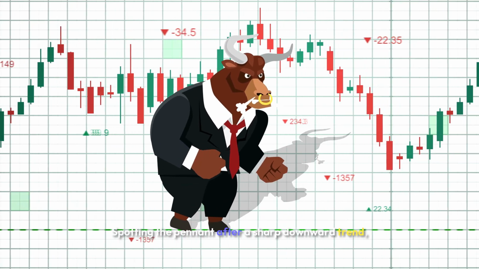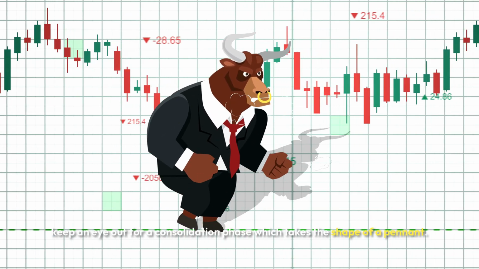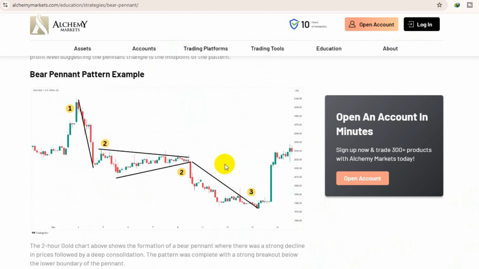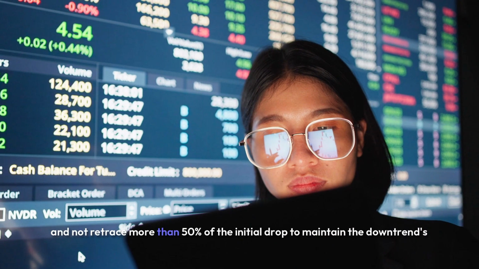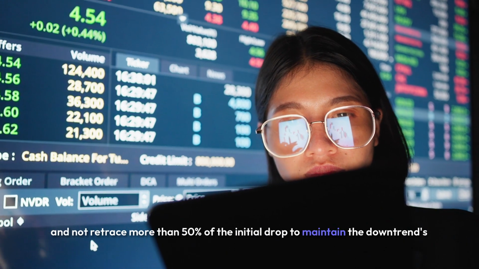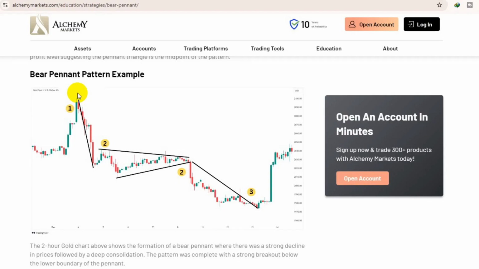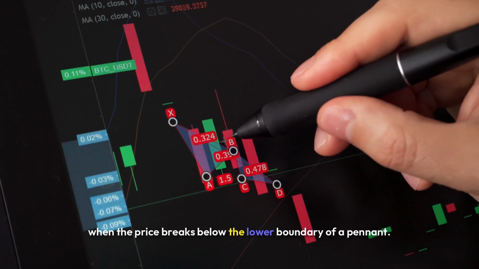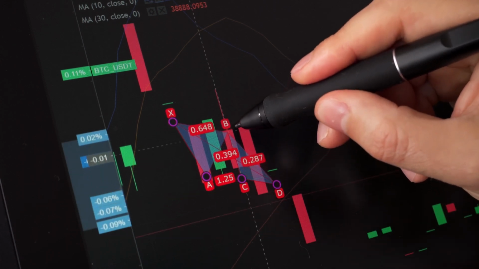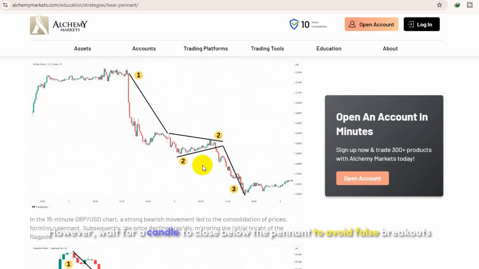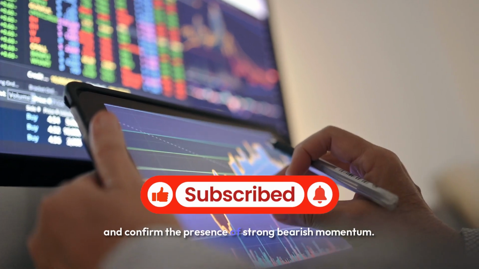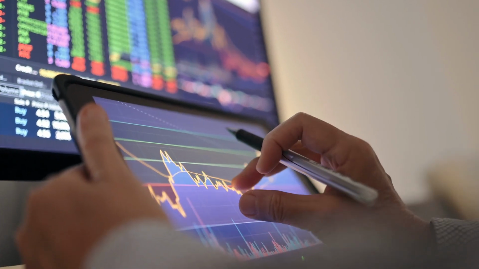Spotting the pennant: after a sharp downward trend, keep an eye out for a consolidation phase, which takes the shape of a pennant. This consolidation should be relatively small and not retrace more than 50% of the initial drop, to maintain the downtrend's integrity. Entry point: the pattern signals a trade when the price breaks below the lower boundary of a pennant. However, wait for a candle to close below the pennant to avoid false breakouts and confirm the presence of strong bearish momentum.